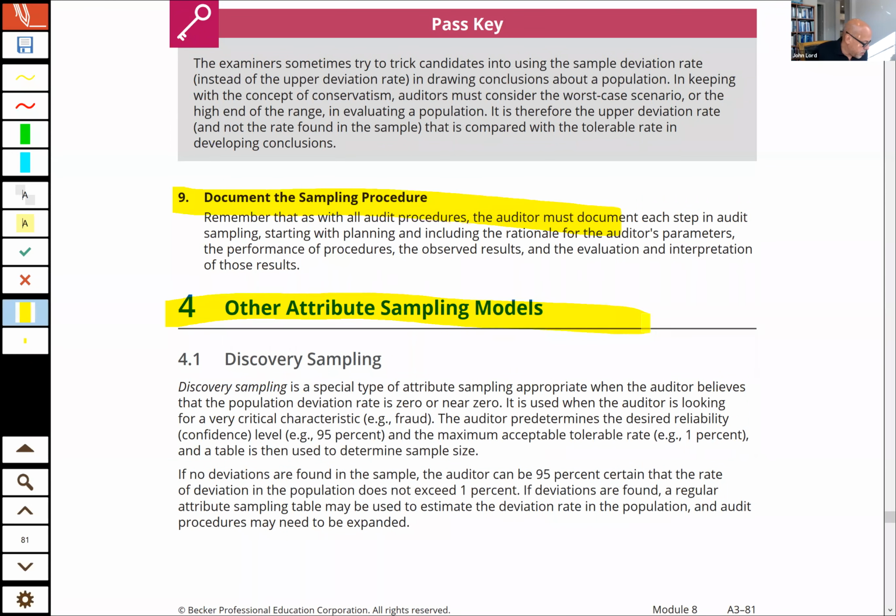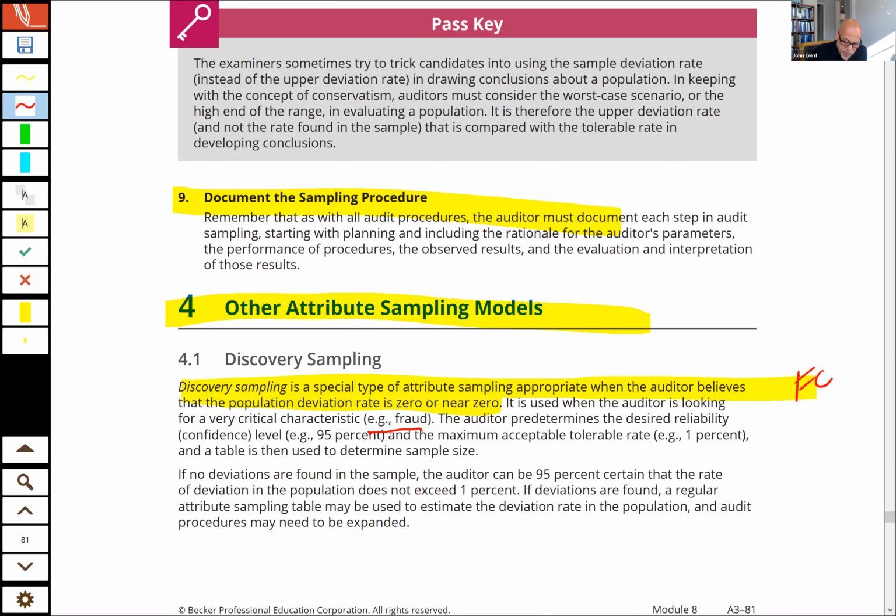Now they talk about a couple of other lightly tested attribute sampling models here. One is called discovery sampling. Discovery sampling should be used if we think that there should be a low or zero deviation rate. So we're looking to see if we see indications of fraud. So we would expect to never find the deviation.